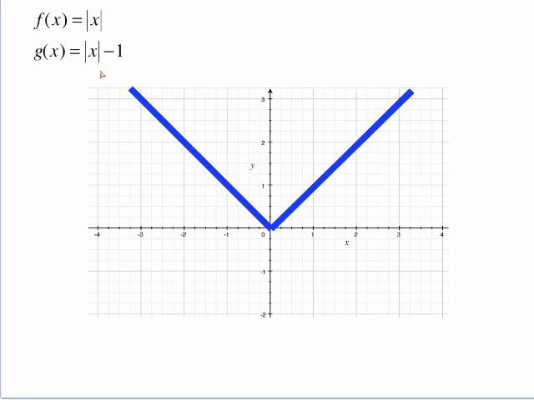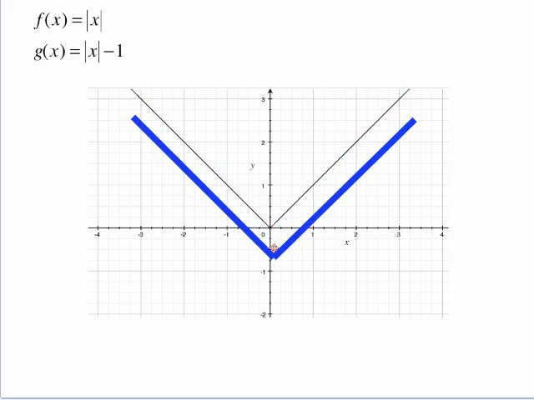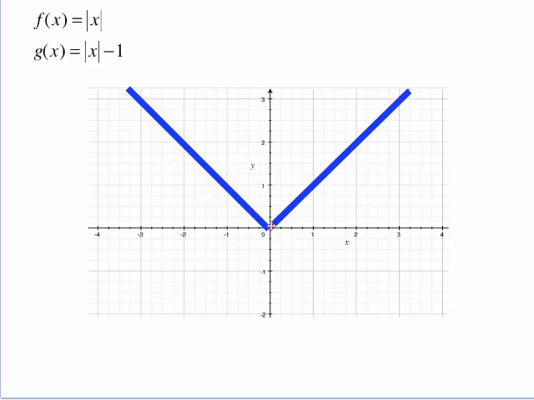This next one says absolute value of x minus 1. So logically, that's going to take this whole graph and shift it down 1. So instead of moving this whole thing around, which you're not able to do on your paper, it's a matter of taking individual points and moving them. So I'll move this one down 1. I will move this one down 1.